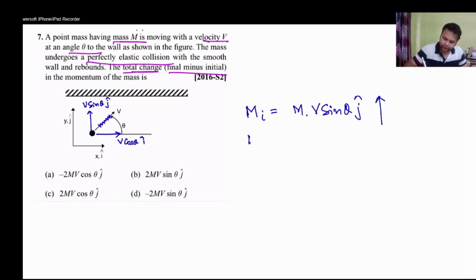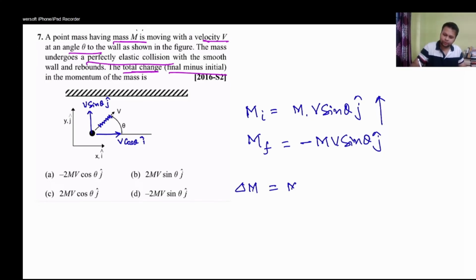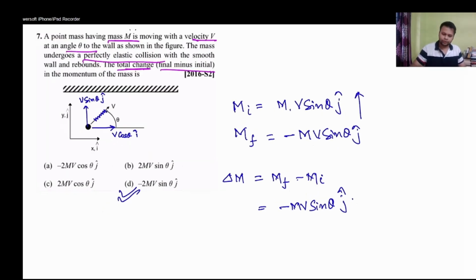So what is the final momentum? Can you tell me what is the final momentum? Can I say it is equal to minus m v sin theta j cap? Why have I written minus? Because it is coming down and you can see the magnitude is constant. So if you want to find the total change in momentum, which is already given in the question, it should be equal to final momentum minus initial momentum. If you calculate it, it comes out to be minus 2 m v sin theta j cap. So the answer is D. Okay, let us move on to the next question.